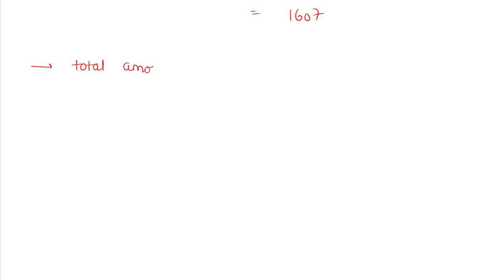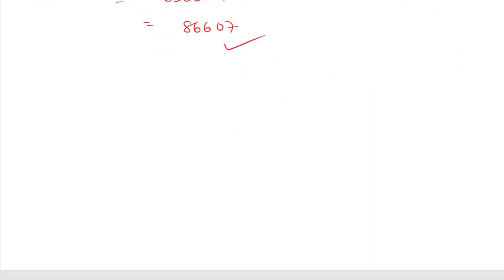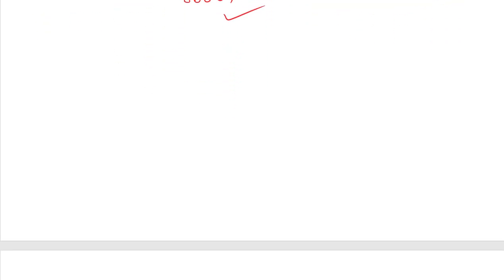Total amount payable by E to F on 30th June: 85,000 plus 1607, 86,607. I believe you understood this.